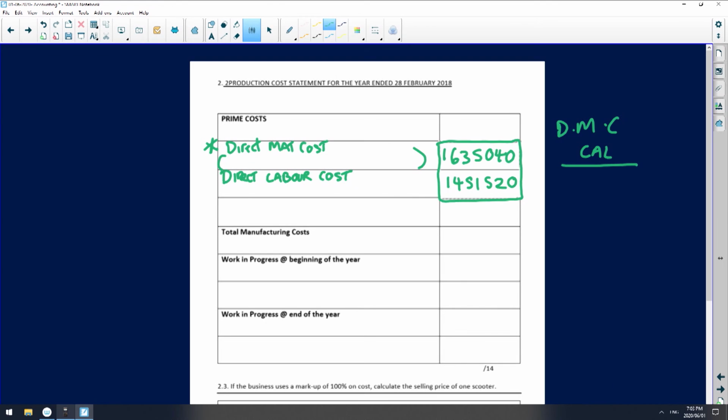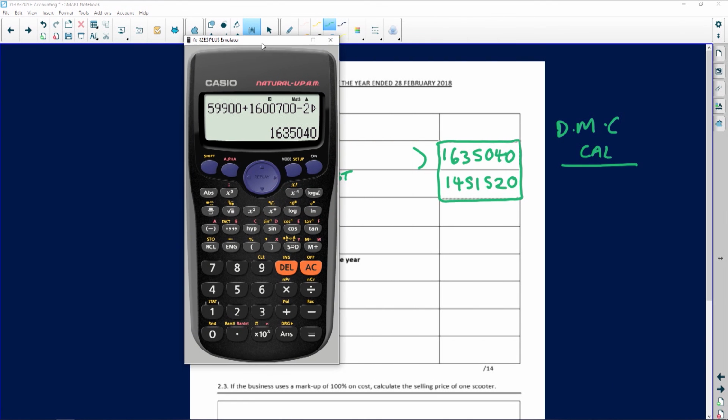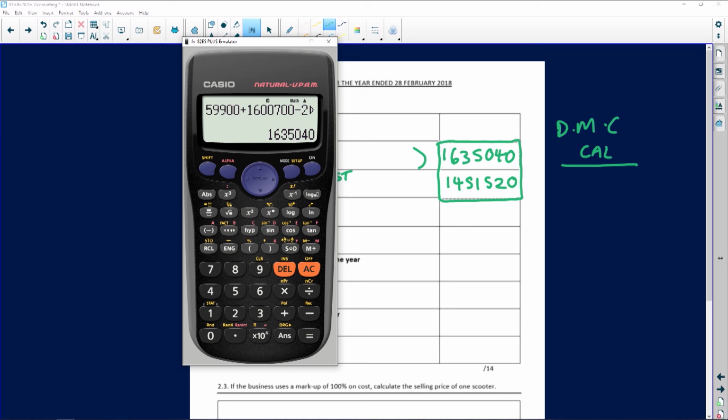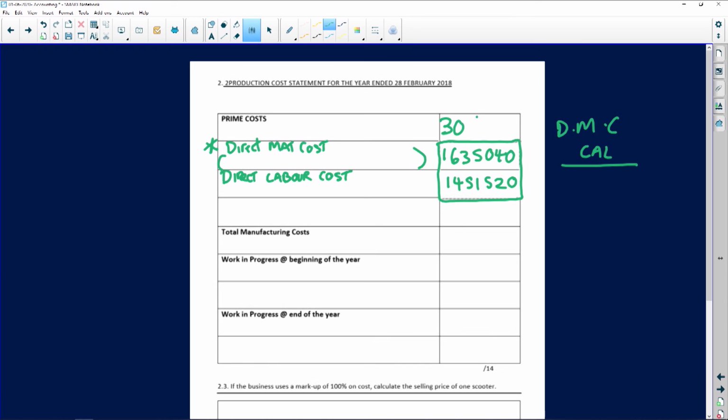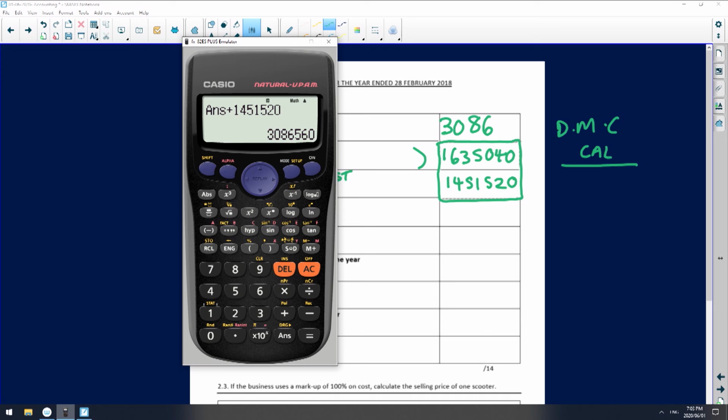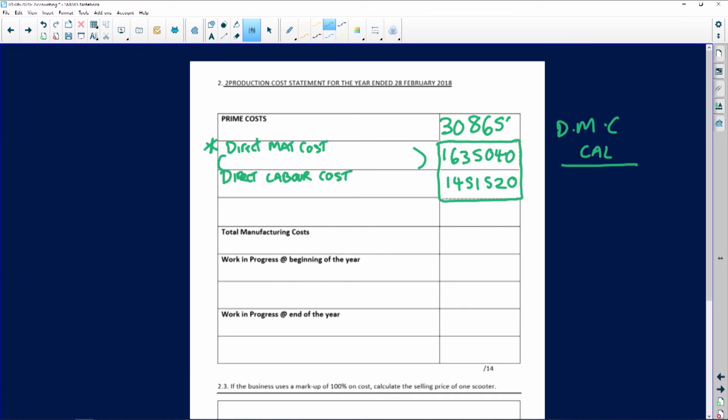Right, so my prime cost. My prime cost is simply an addition of these two amounts, plus my direct labor, 1,451,520, and that gives me an amount of 3,086,560. Let's just quickly check. Okay, 3,086,560. Right, then the next line is obviously for factory overheads. And that was the calculation we did earlier on.